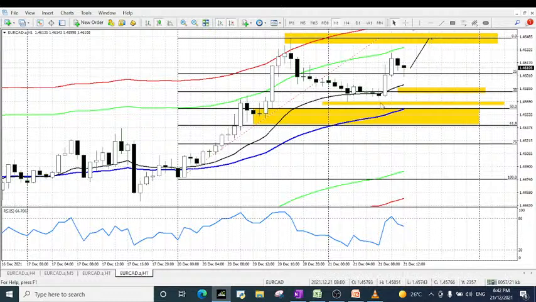That's what I'm calling. So if a support forms here, let's say this candle closes with a pin bar, we get another candle closing like this, then we take the trade all the way to here. Take the trade all the way to here.